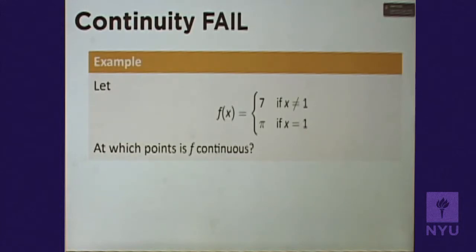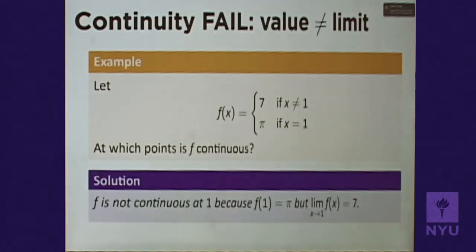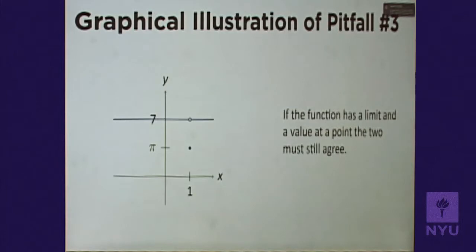The only question of continuity that remains is whether the function is continuous at 1. Now, because this function is constant whenever x is not equal to 1, and that constant is 7, the limit as x goes to 1 of f of x is in fact 7. However, for this function, f of 1 is not 7. We've decided that f of 1 is going to be pi. So since pi, the value, is not equal to 7, the limit, this function is not going to be continuous.